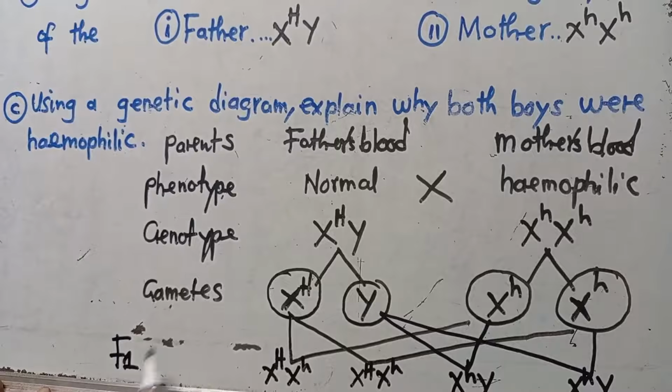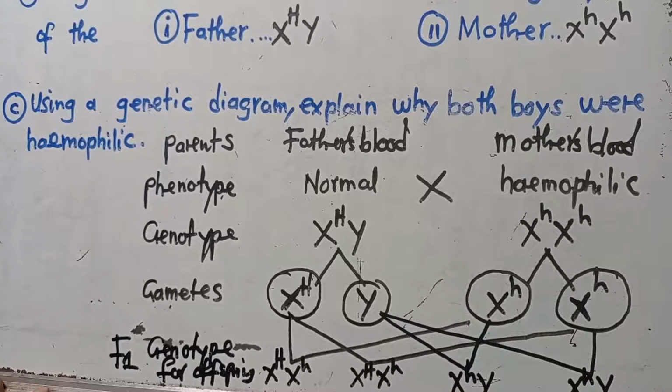So this is the genotype for the first generation offspring. You write properly. You conclude at the end, just that I don't have enough space here. You conclude down there. This one is a carrier woman, a carrier girl. This one is a hemophilic boy, and even this one is a hemophilic boy.